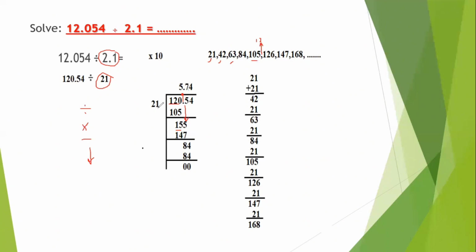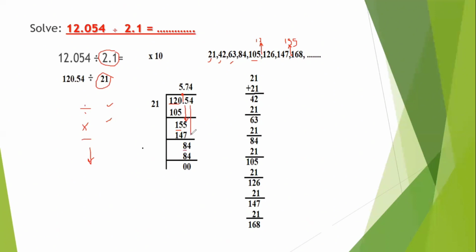Repeat. 155 divided by 21. 155 is between 147 and 168. If you count the number of multiples before 155, it will be 1, 2, 3, 4, 5, 6, and 7. This is divide. Let's multiply. 7 times 21 will be 147. Now subtract. The difference is 8.